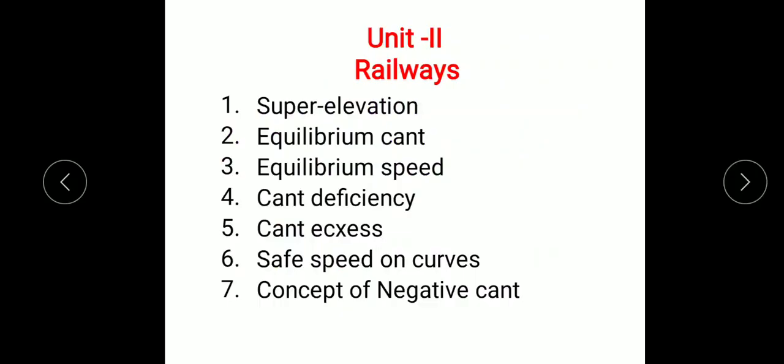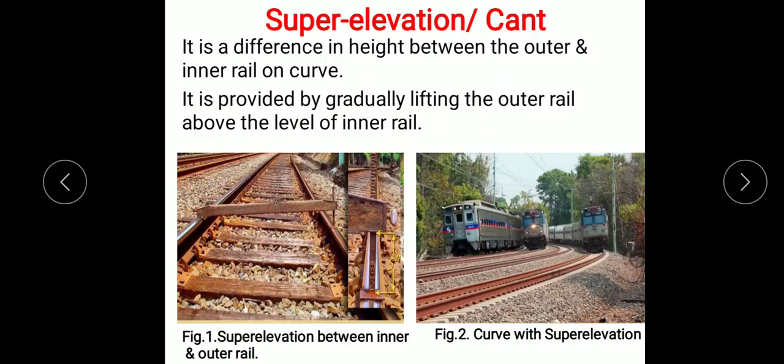So in this lecture we are going to discuss the various terms that are used in design of a permanent way. These definitions are super elevation, equilibrium cant, equilibrium speed, cant deficiency, cant excess, shape speed on curves, and concept of a negative cant. We will discuss these definitions one by one, starting with super elevation.